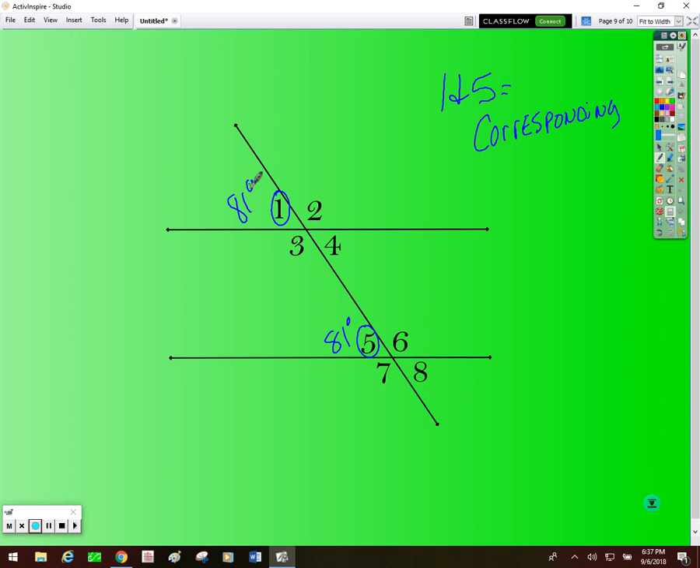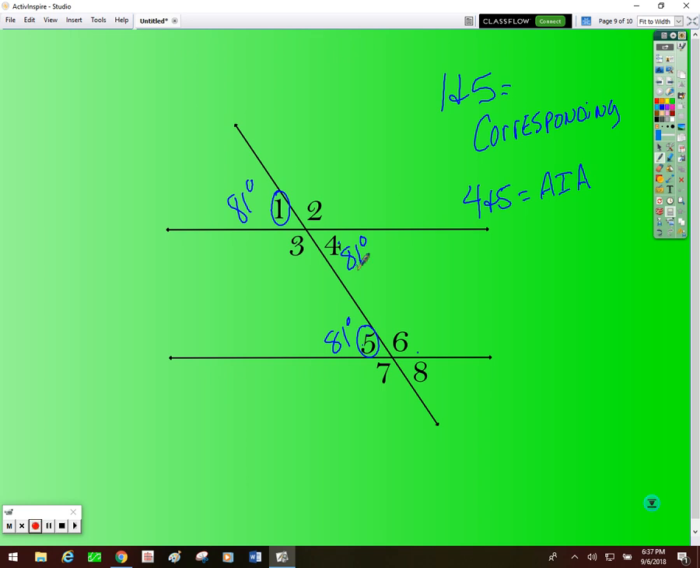Okay? So if I know 81 is 5, I can go right here. I know that is 81 because angle 4 and angle 5 are both on the inside of the parallel lines. They're between these two parallel lines. One's on one side of the transversal, one's on the other. These are alternate interior angles, and alternate interior angles are congruent, so that's why I know that's 81.